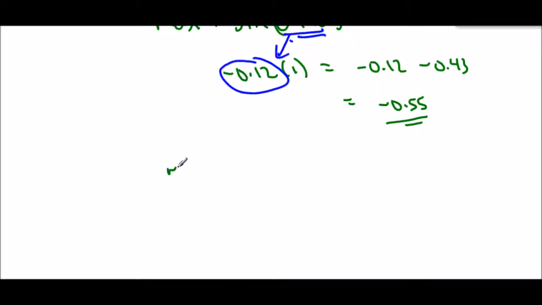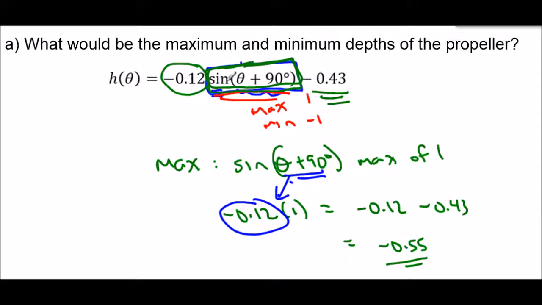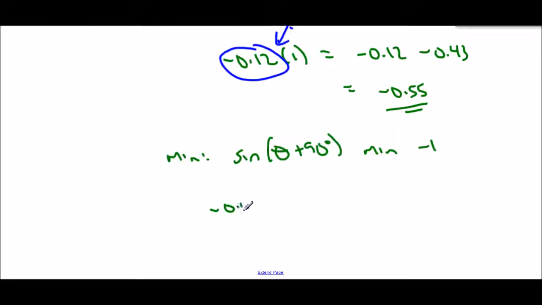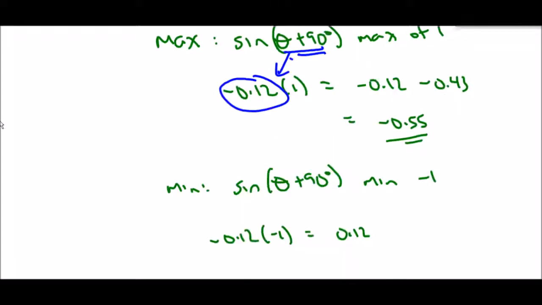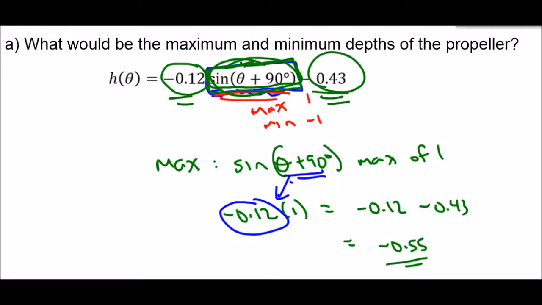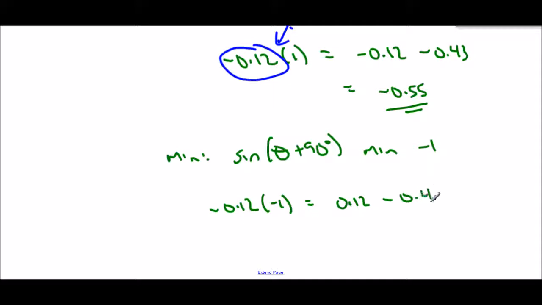We know that the minimum value for sine theta plus 90 is negative 1. So what happens to the rest of the values if we were to sub negative 1 for this value? Well, I would multiply by negative 0.12. So negative 0.12 times the minimum of negative 1 is 0.12. And then I have to subtract 0.43, which gives me a value of negative 0.21.